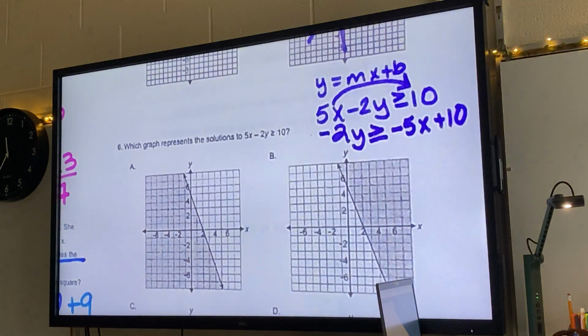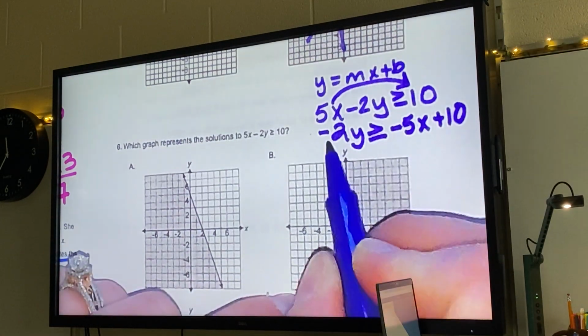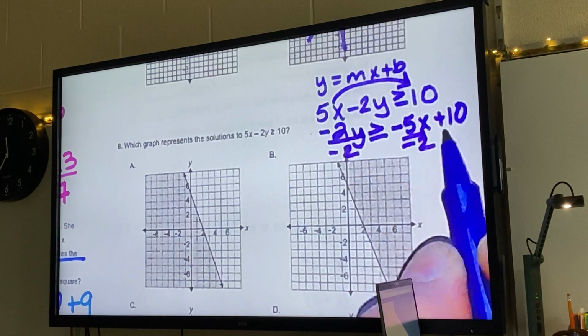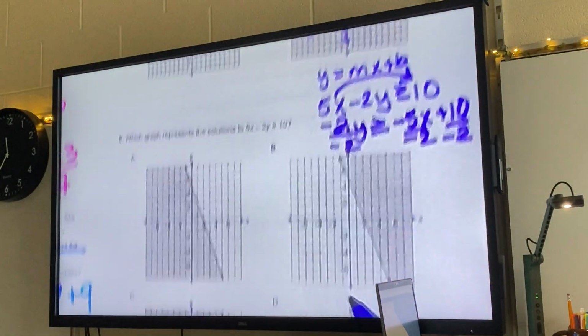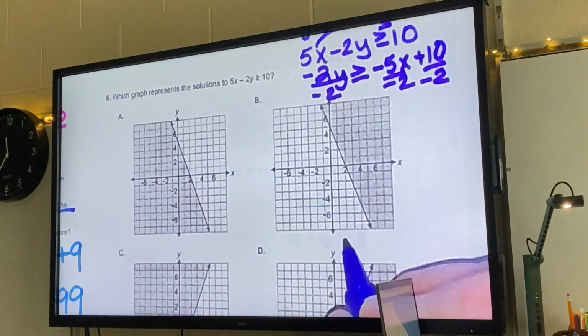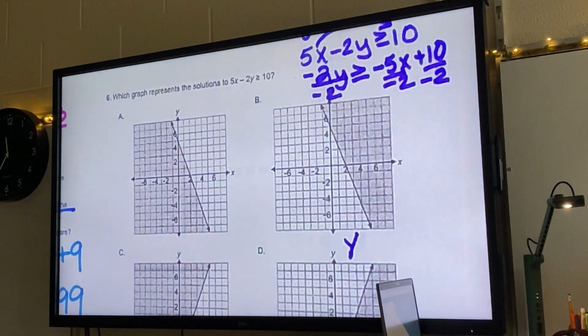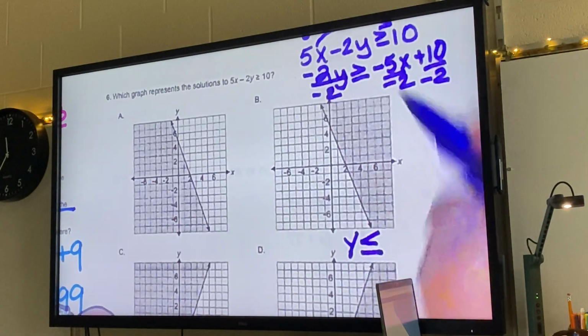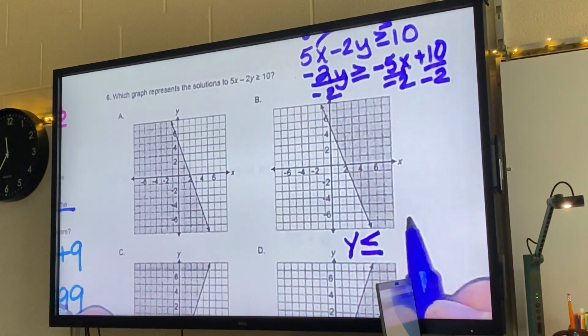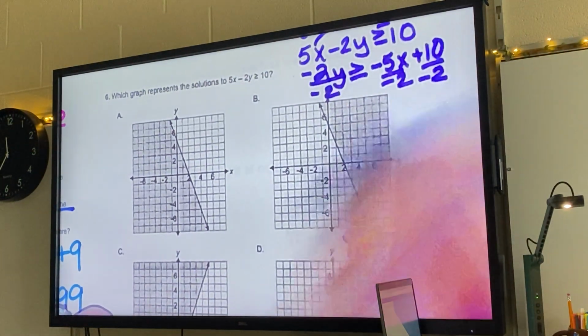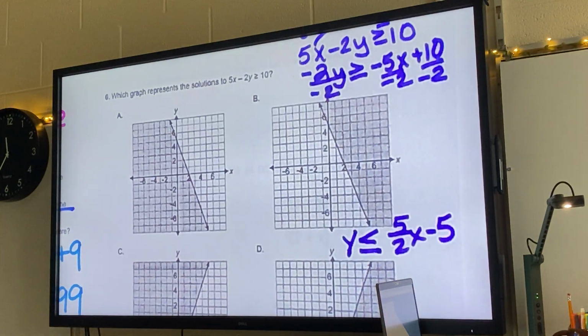Back to the side with the y, it has a negative 2 beside it. If it's beside, then you divide. If you divide by a negative, what do you have to do with the inequality symbol? Flip it, yeah. So that'll be less than or equal to, positive 5/2 x, and a negative divided by a negative... 10 divided by negative 2 is negative 5. So the y-intercept is negative 5, the slope is positive, and it's less than, so it should be shaded in below.